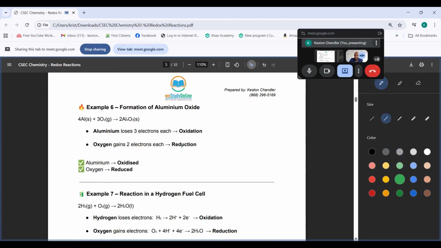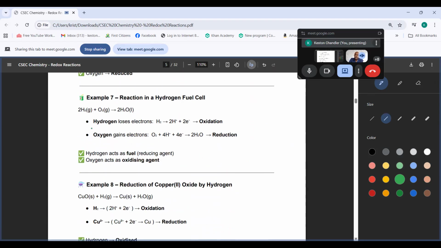Here's another reaction. Aluminum oxide. All right, I want to give you a couple to try on your own. The aluminum is losing 3 electrons to become Al3+, and there's 2 of them here. Right? And the oxygen is gaining the electrons to be reduced.